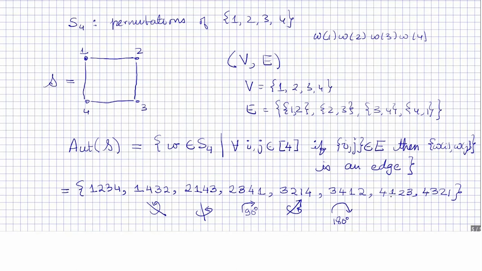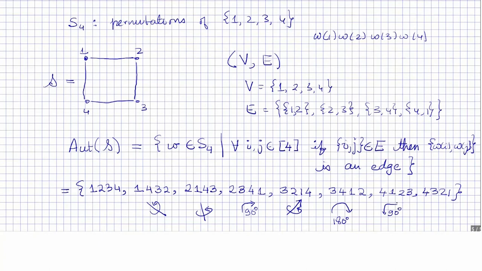And let's see some more here. 1 goes to 4, 2 goes to 1, 3 goes to 2, and 4 goes to 3. So this is a rotation counterclockwise by 90 degrees.